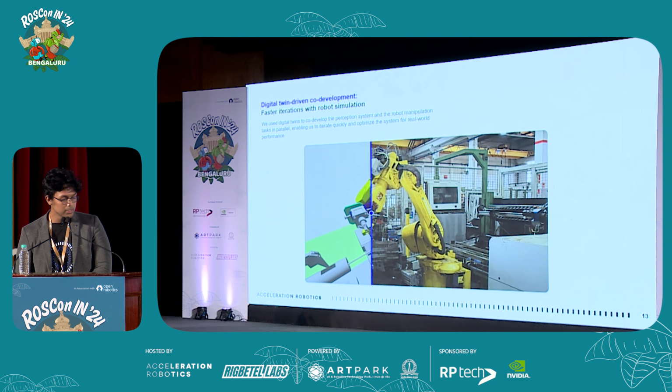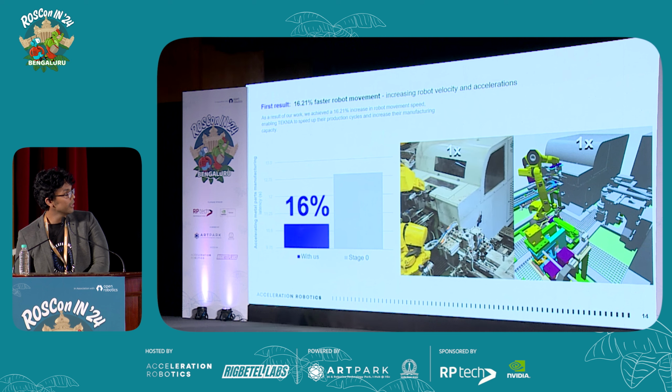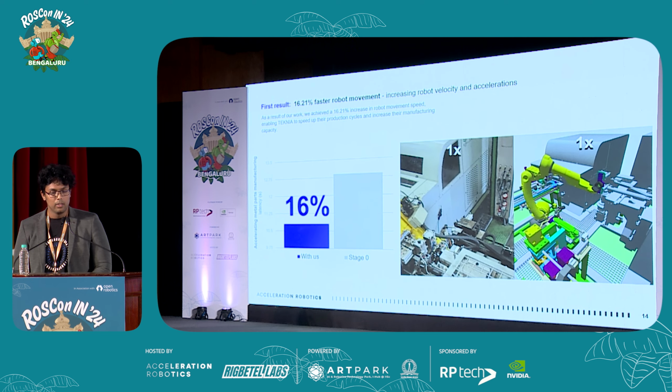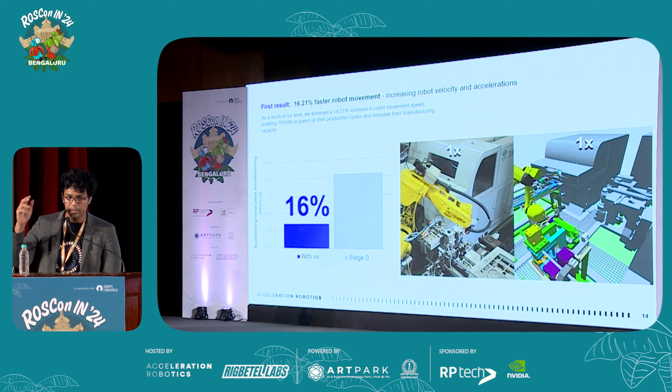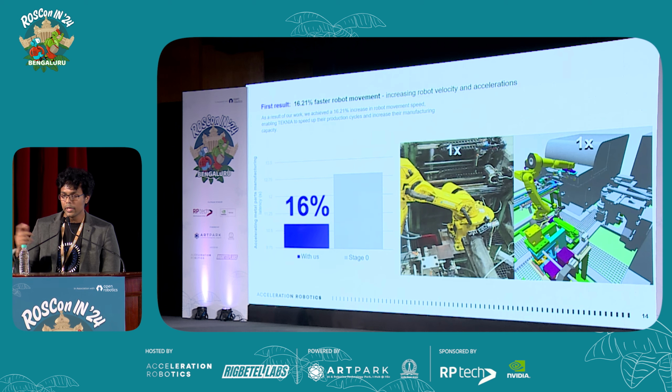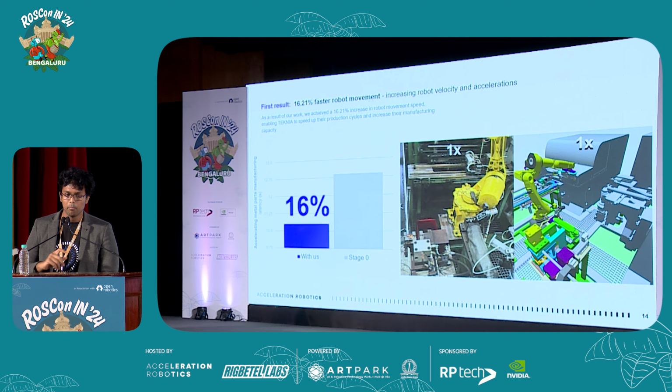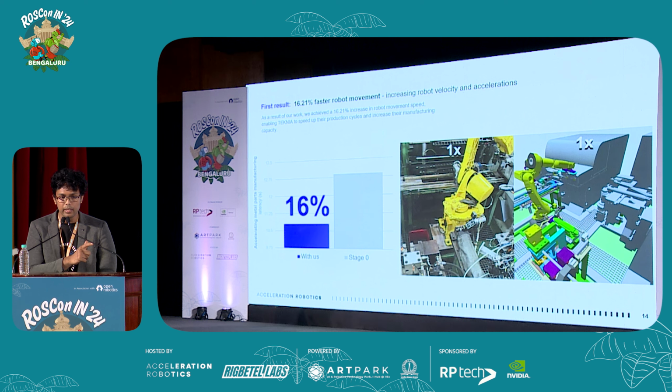So the first thing was the digital twin and then the tracing. Post that, what ended up happening was we basically found places in the trajectories that they were following where there was no need to increase speed as such, but you could still get a 16% increase in the robot movement.